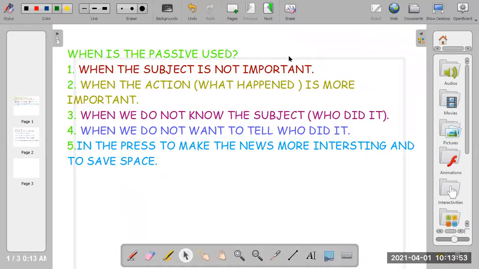Now, number 5, in the press, to make the news more interesting. Now, if it's in the passive, you need to know who did that, what happened, and you start reading.